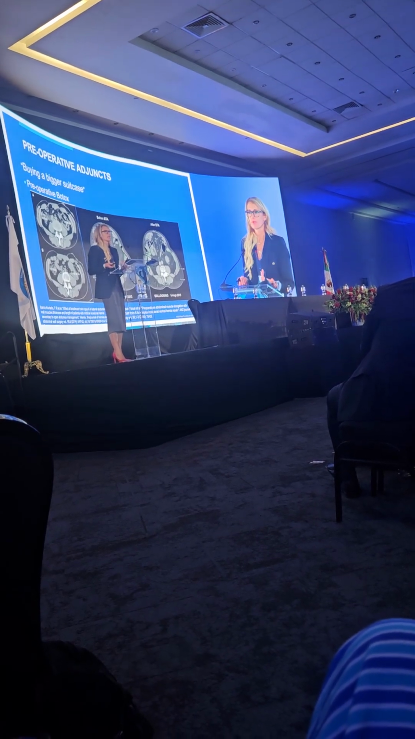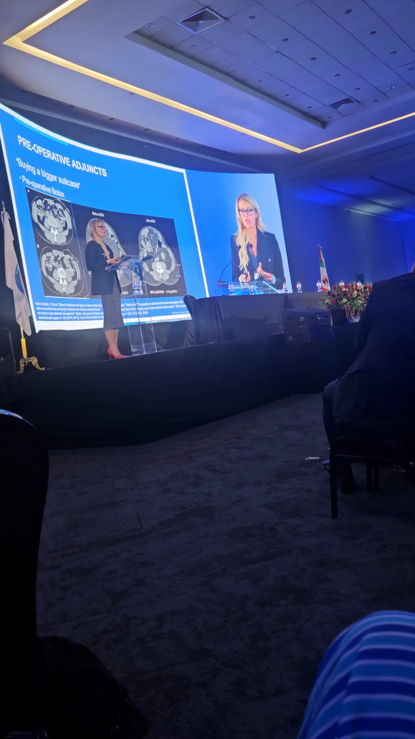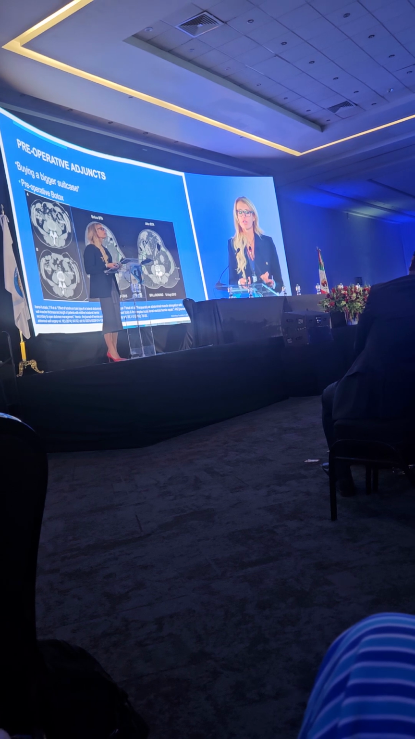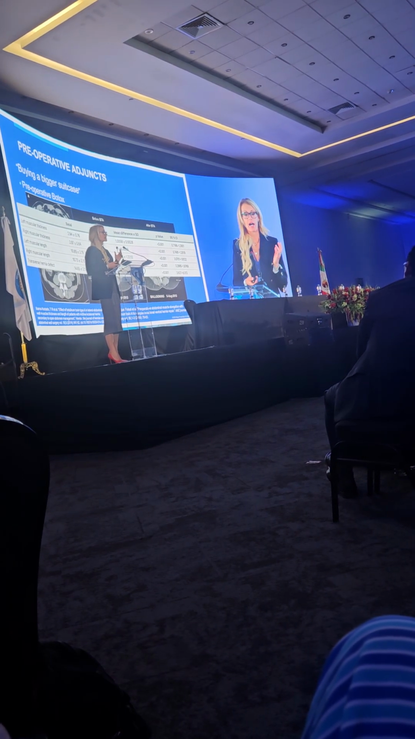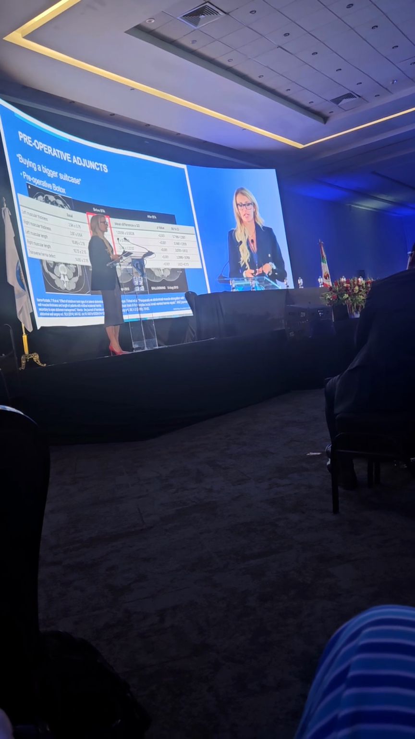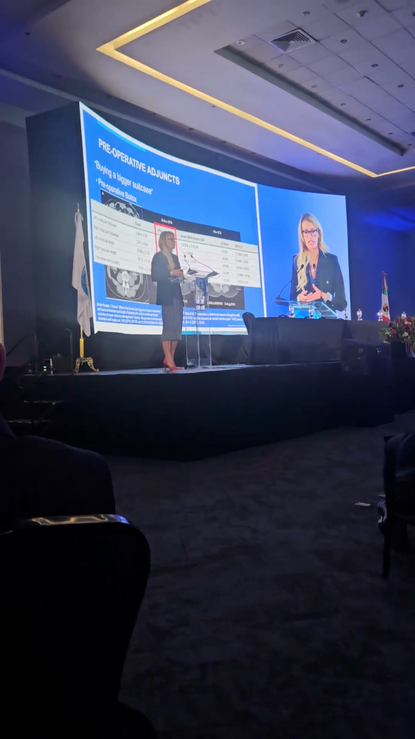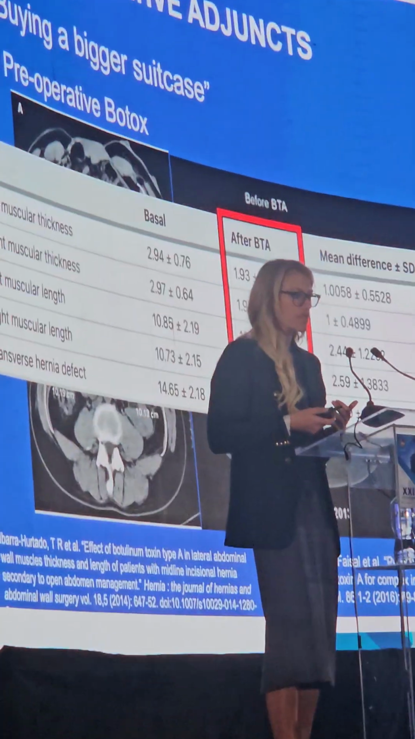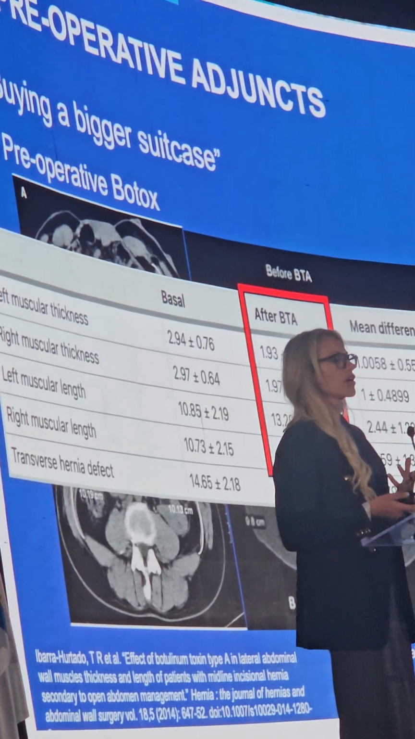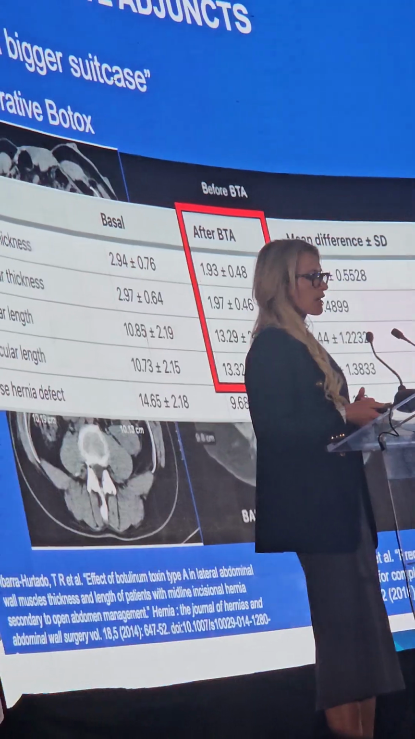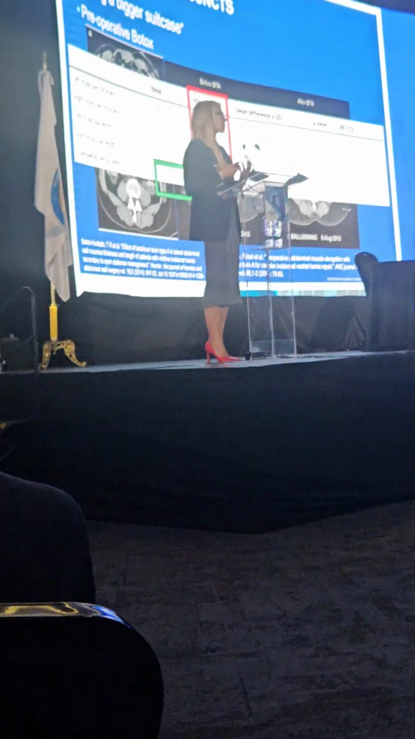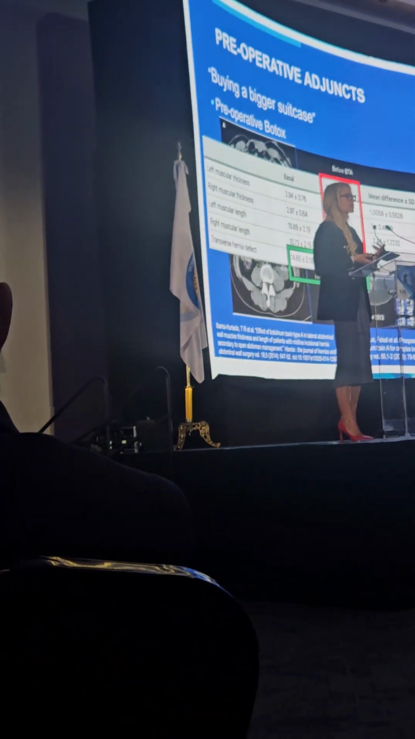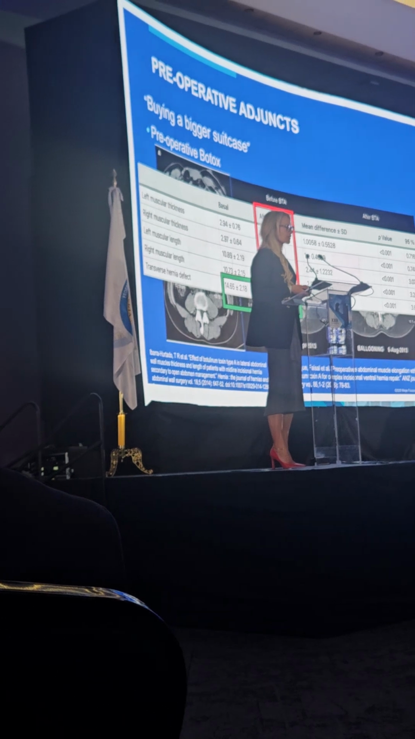How do you make your suitcase bigger? Well, we know that preoperative Botox is very, very helpful. And the way it works is it increases the muscle length by decreasing the muscle thickness. So you can see here that when they injected Botox, not only did the muscle get longer, but it also got a little bit thinner, and therefore made our hernia defect a little bit smaller. I typically do this in patients which I think I may be able to get closed, and we do about 150 units on each side.